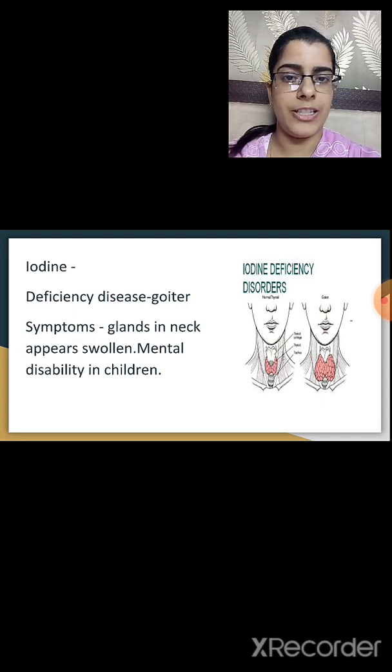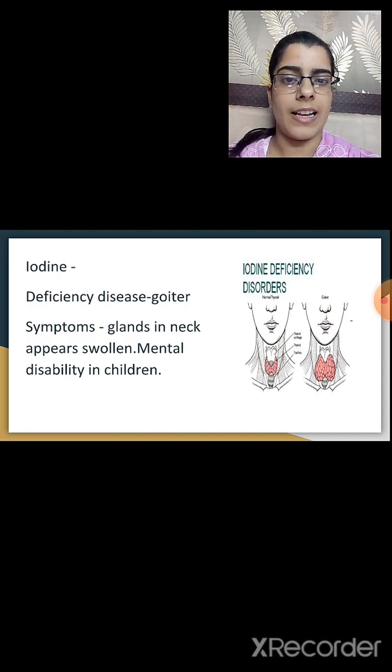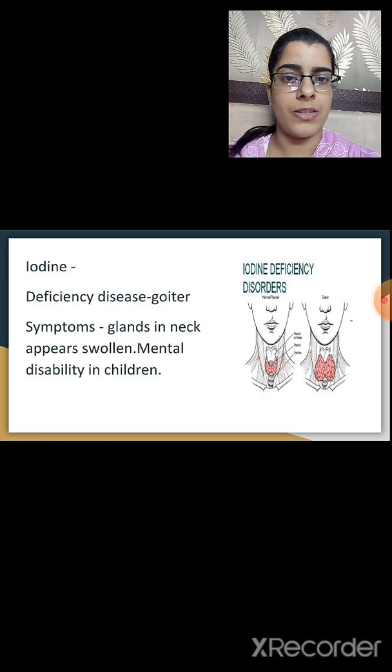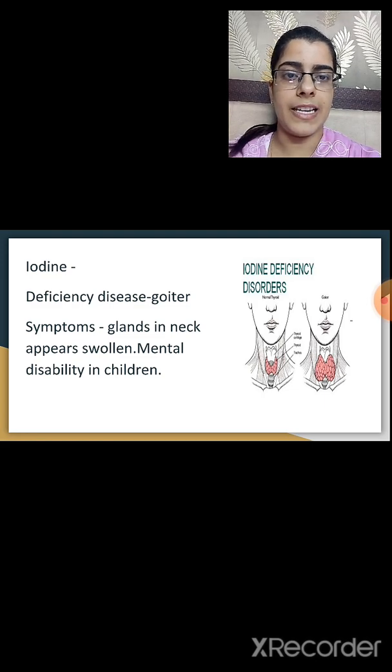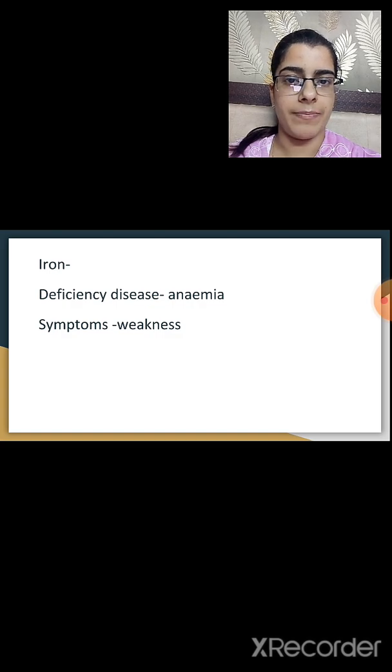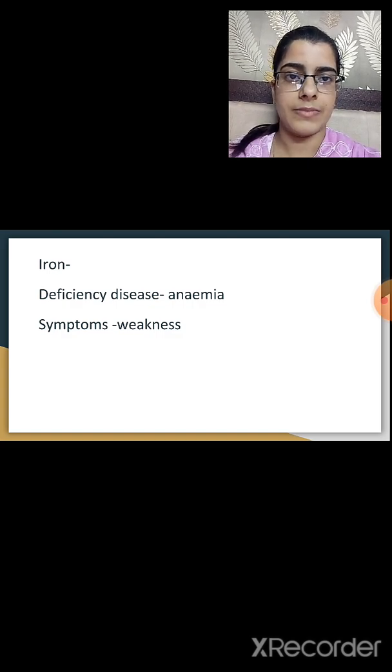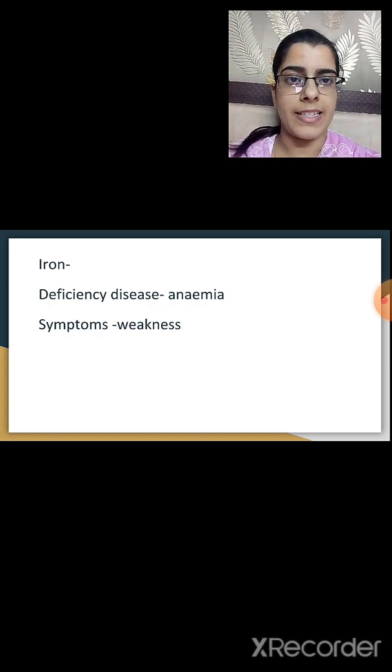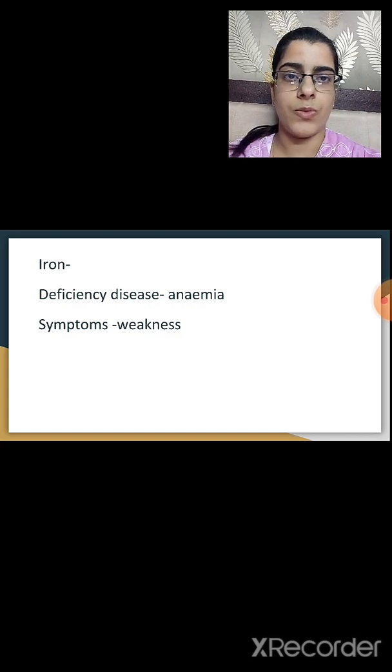Deficiency of iodine will lead to goiter. Symptoms of goiter are glands in the neck appear swollen. You will see the glands in the neck area will appear swollen. And mental disability is seen in children due to deficiency of iodine. Iron deficiency will lead to anemia. That is, there will be less hemoglobin and the symptoms are weakness. So, the deficiency diseases can be cured if we take a proper balanced diet, if the proper nutrients are supplied to our body. So, we complete our chapter here.